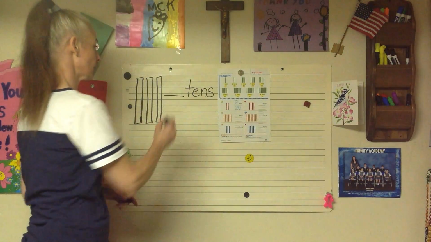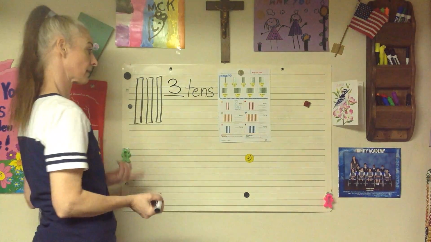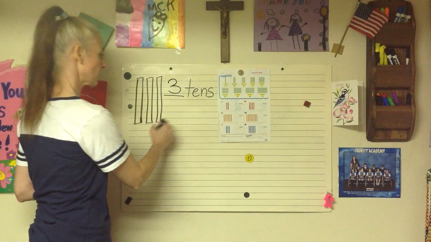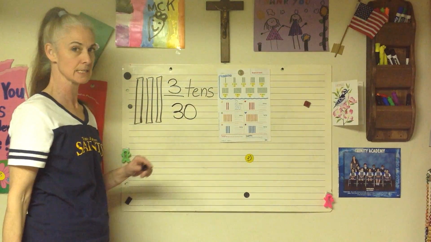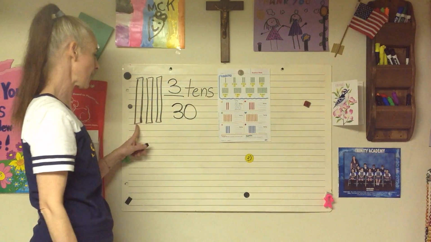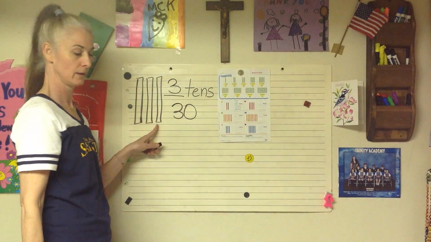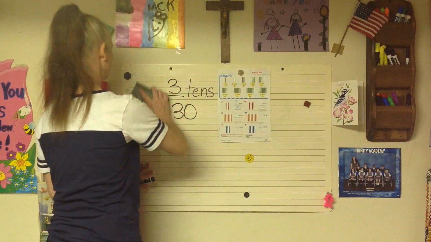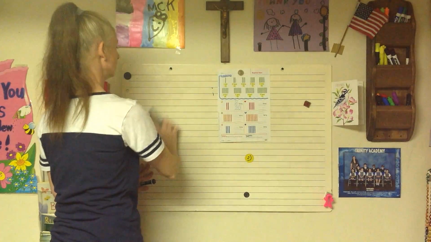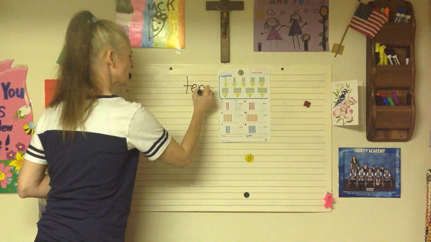3. 3 10 sticks. And how much does 3 10 sticks make? Let's count by 10. 10, 20, 30. So then you'll write the number 30. Because altogether, 3 10 sticks is 30. That's like saying 10 plus 10 plus 10. But we can go 10, 20, 30. Okay, I'll do one more of these and then I'll show you the back. Write the word tens.